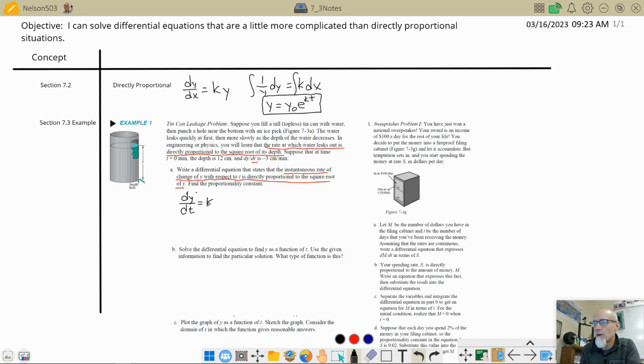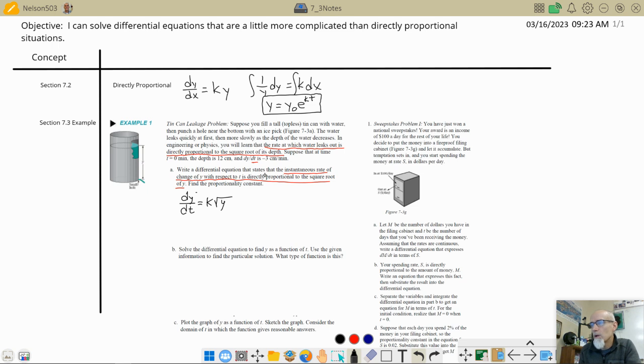and it says that it is directly proportional. So that means that you're going to have a k value, but it's not just going to be k times y. It says that it's directly proportional to the square root of its depth. So you're going to have the square root of y right here. Okay, so write a differential equation that states the instantaneous rate of change of y with respect to t is directly proportional to the square root of y. Done.